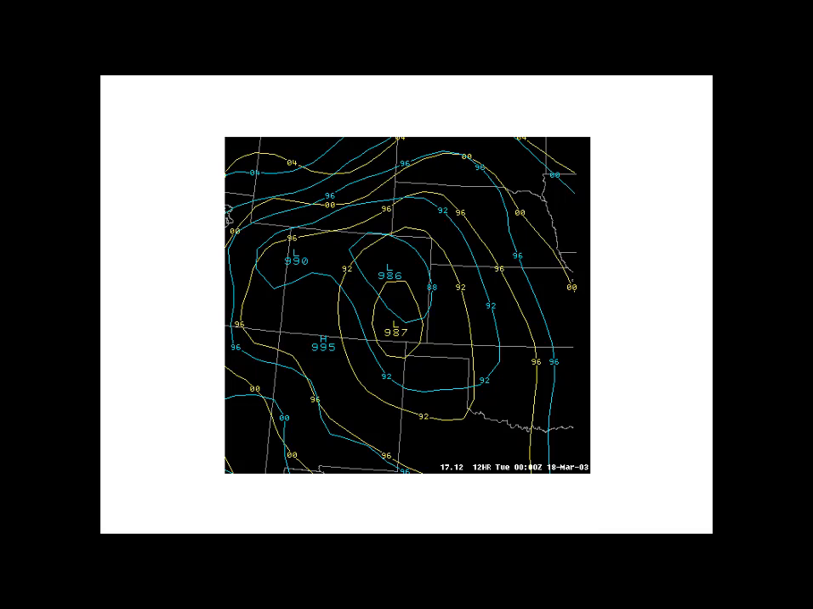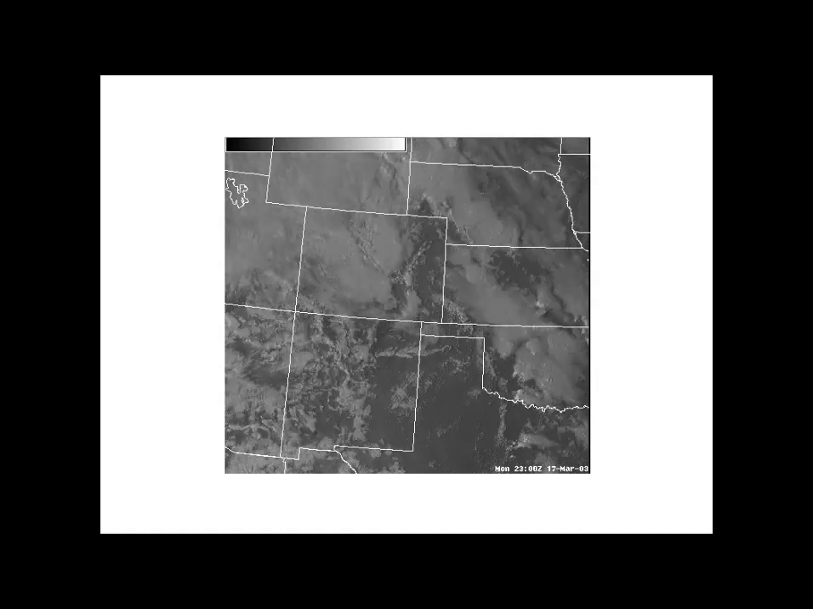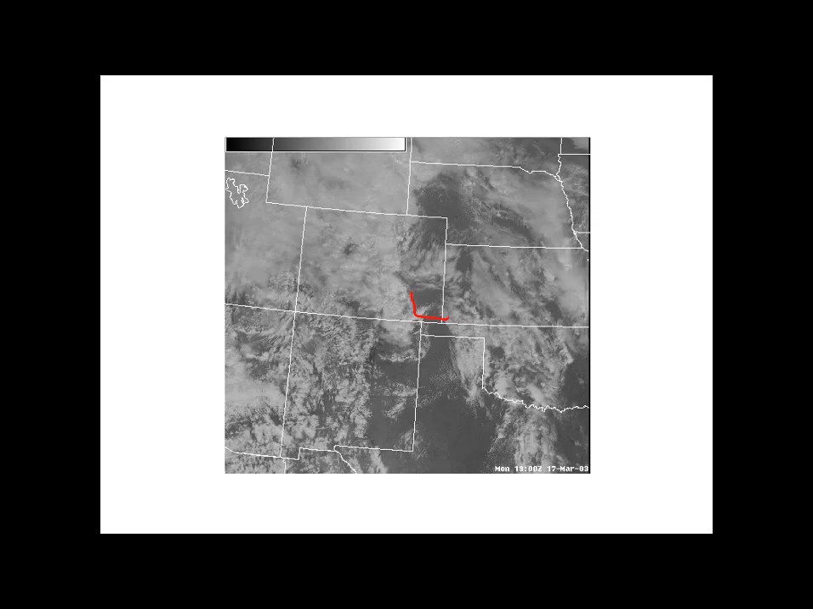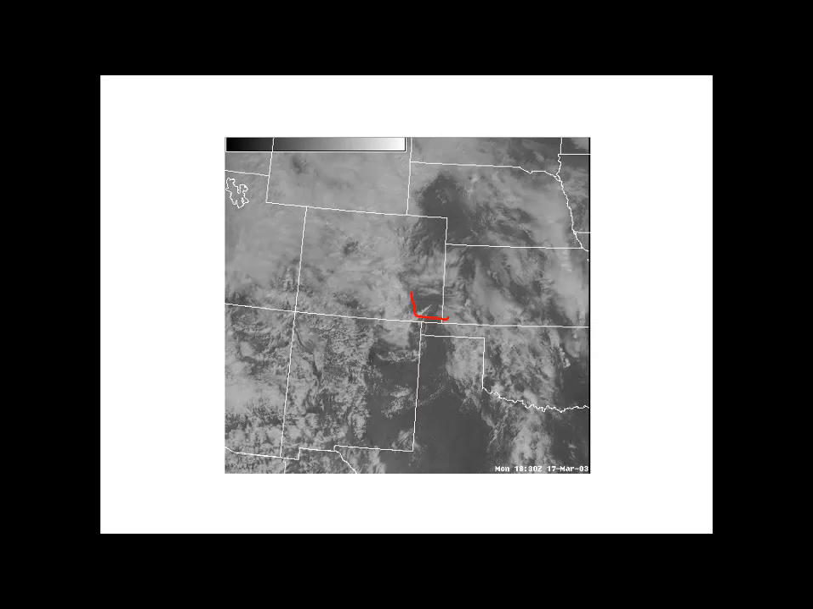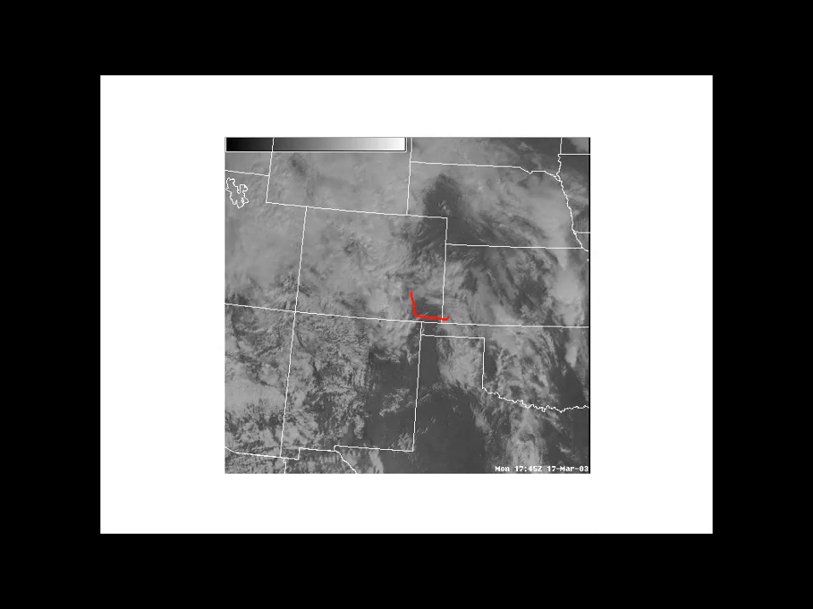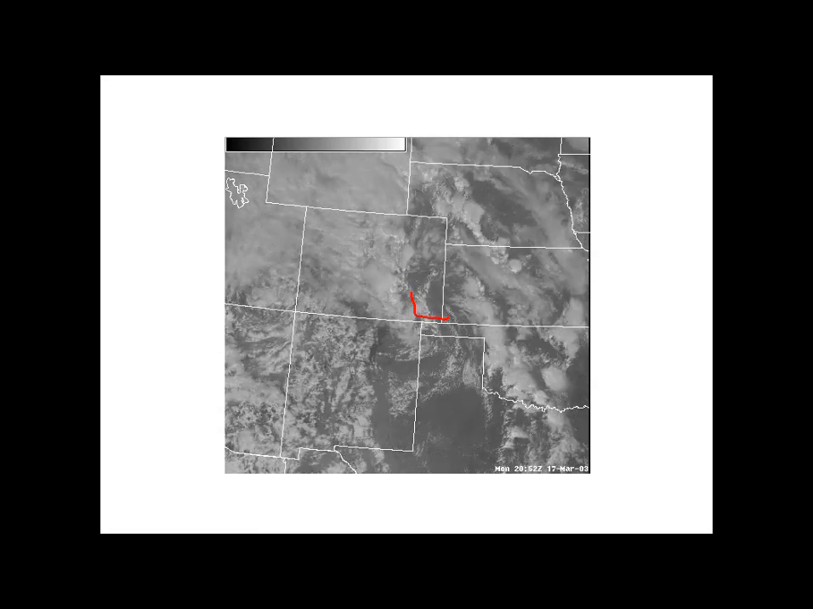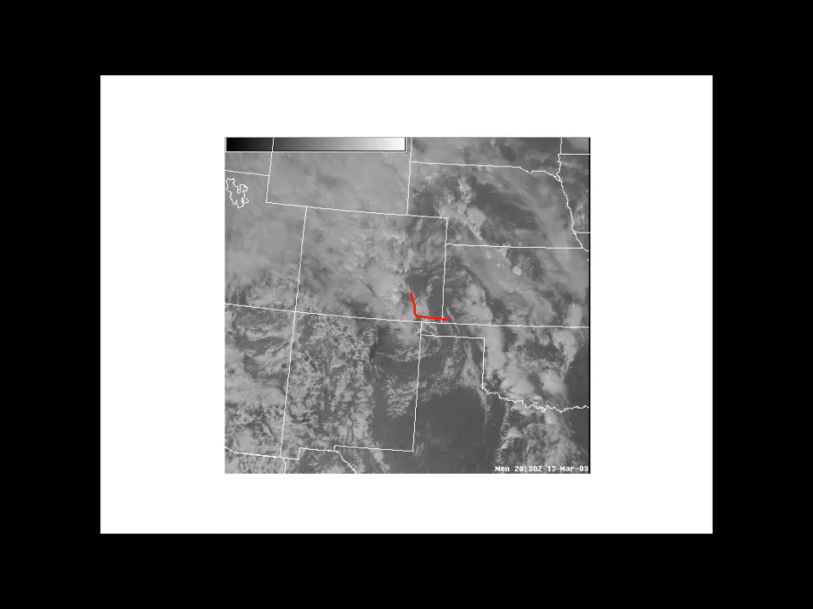Here's a GOES 10 visible imagery loop showing the low in extreme southeastern Colorado. As I animate that, it shows that the ETA was much better and more accurate in its sea level forecast than the NGM, and is a good example of how to verify model initializations.